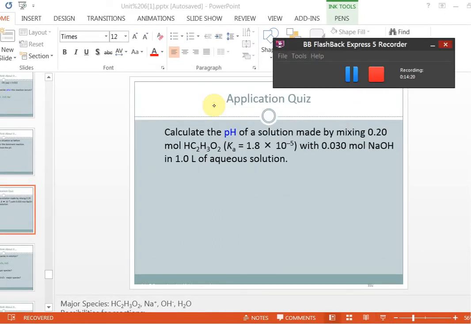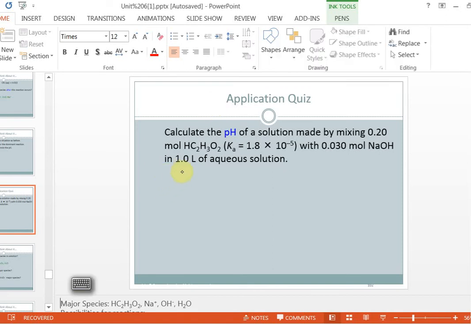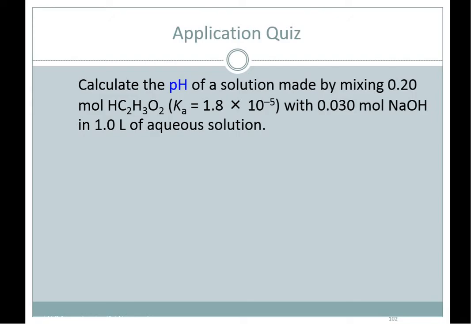Okay, so when we're considering a reaction like this, we have our acetic acid, which in water will ionize to give H3O+ and acetate. Now here we also have base, and anytime you have base, you have to consider what is going to happen when you add a base.